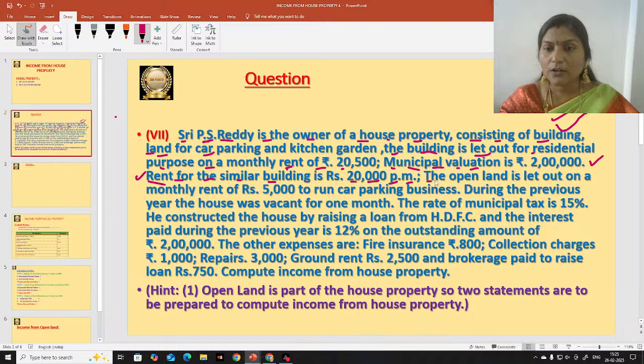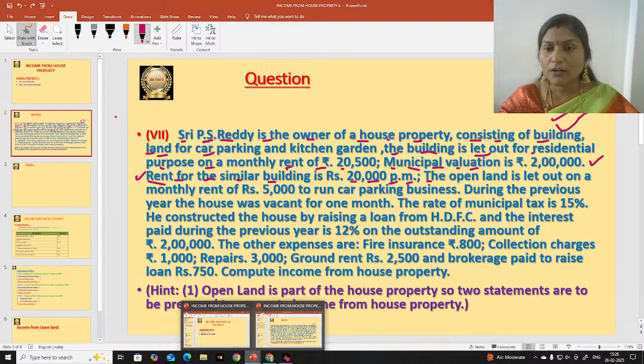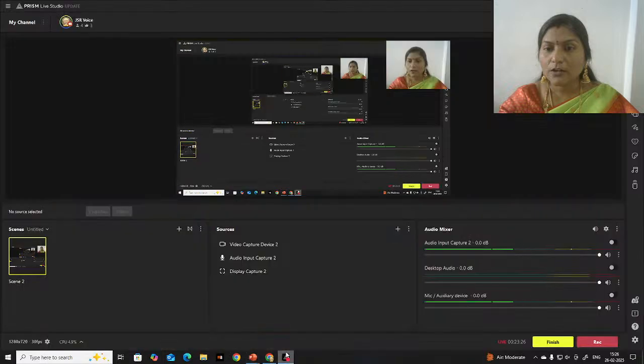Next, open land. We discussed in the beginning of the question that the assessee is having one building as well as one open land. 2 are there. Here the building is given on rental basis to another person. And what is actually happening to the open land? Is it clear, visible, students?